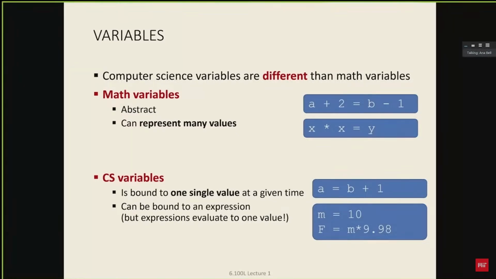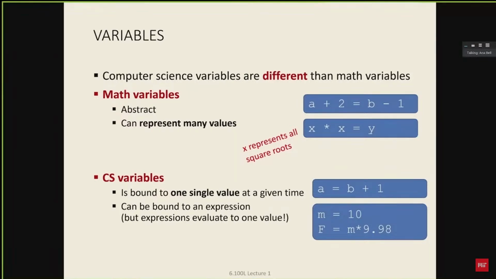So math variables come back to the idea of declarative knowledge, right? A declarative statement. You can have something like a plus b is equal to b minus 1 in math, or x times x is equal to y, and that's perfectly okay. In math, we basically say that variable x represents all the square roots of y. That's not going to fly in computer science.